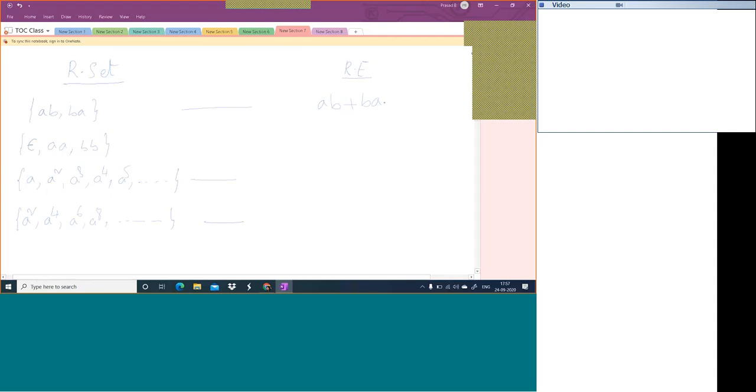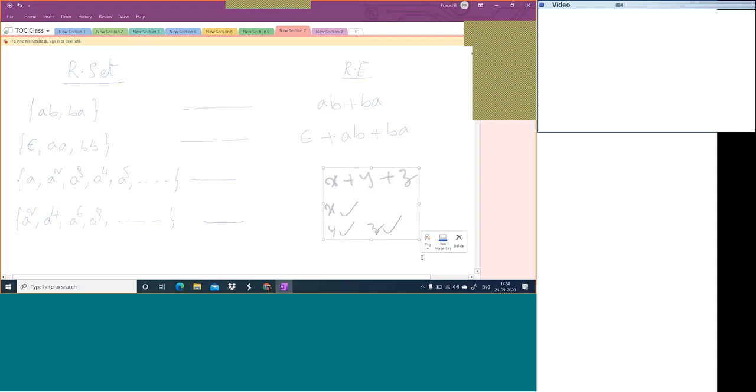Okay. You understand? Next. For the second one, what are the strings here? Epsilon plus AB plus BA. That's it. Okay, what is the meaning of x plus y plus z, the regular expression? The meaning of this regular expression is it gives x, it gives y, it gives z. That is the meaning of this expression.